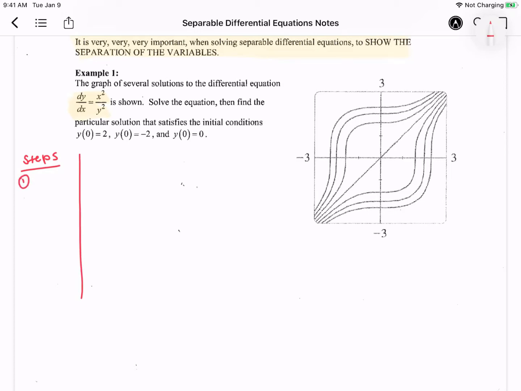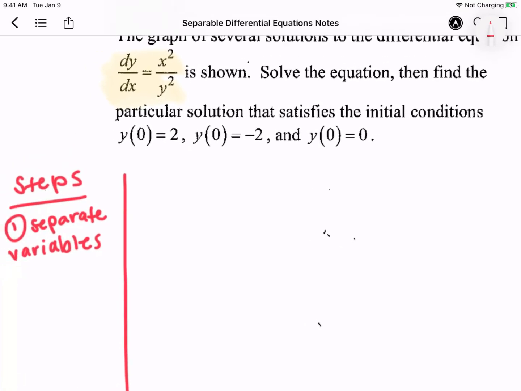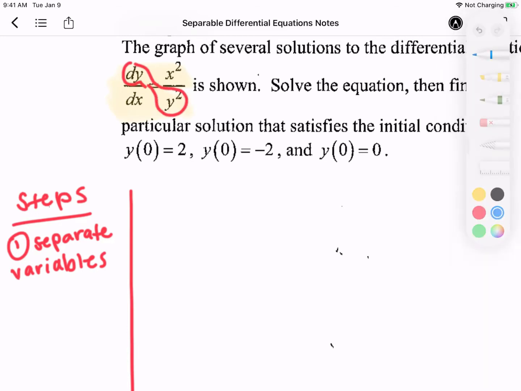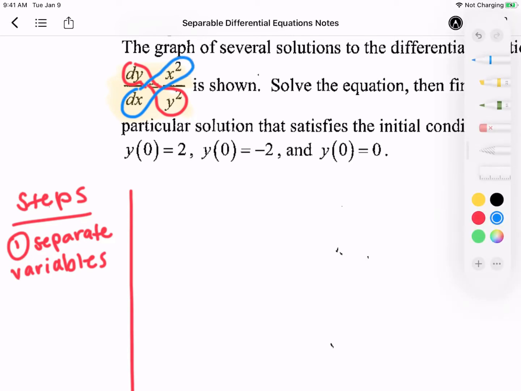So the first step is to separate the variables, just like it says over there. Separate variables. And so what that means is to get everything with x on one side and everything with y on one side. So I see that I have those in terms of y, and then I have dx and x squared, that's in terms of x. So I need to separate them and get them each on the same side.